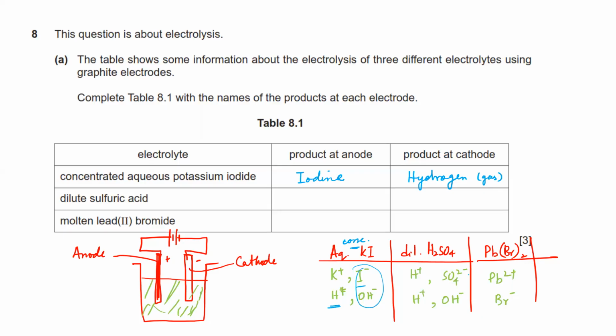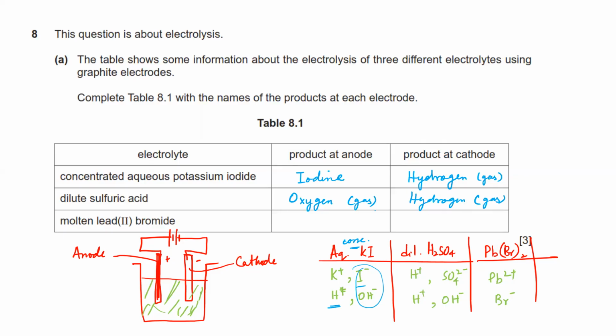Dilute sulfuric acid: at the anode, we have sulfate ion and the OH negative ion, and the OH negative ion will take precedence. If OH negative ion goes, it means that oxygen gas is released. So oxygen is there. And at the cathode, we get hydrogen gas as well, the effervescence of hydrogen gas.